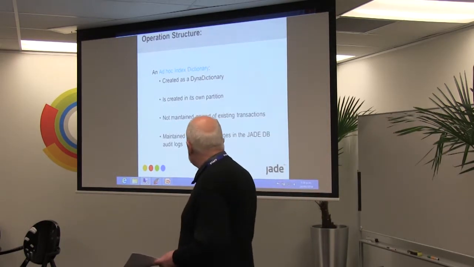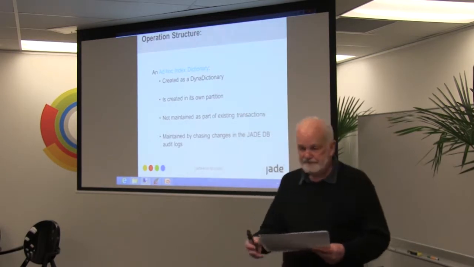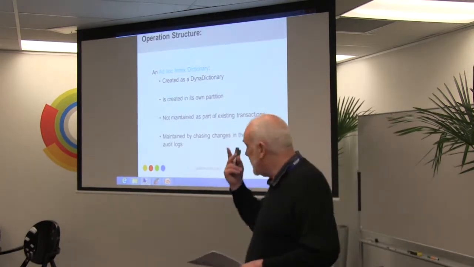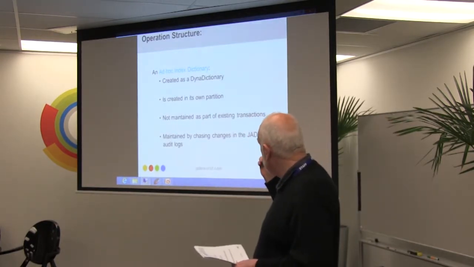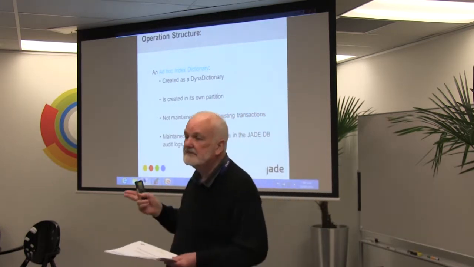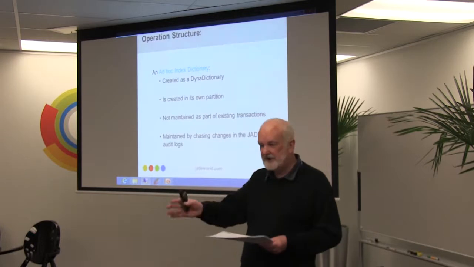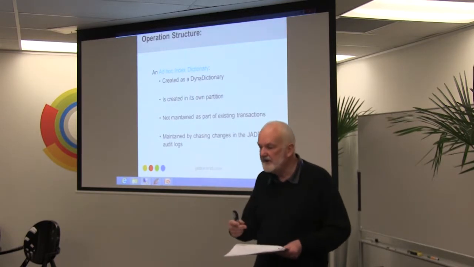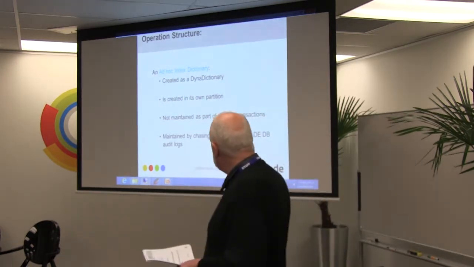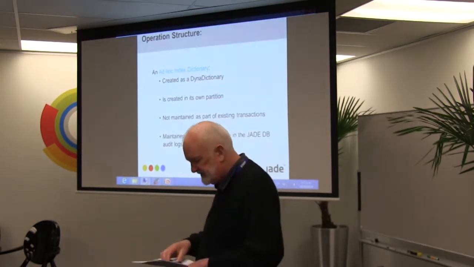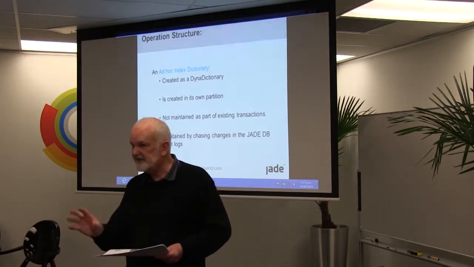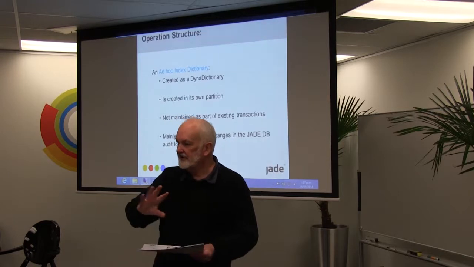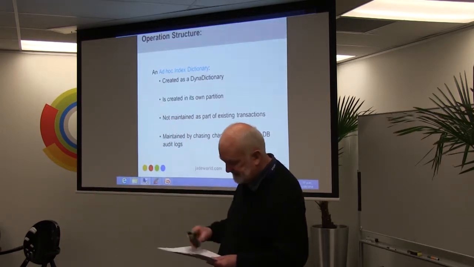The ad hoc index itself is created as a Dyna dictionary, and it's created in its own partition, and as Jerry will talk about later, that allows us to build it as unaudited, so we don't have to carry the overhead of auditing all that information of building that index. And once the build process is finished, we turn the auditing back on, and we also don't maintain it as part of the existing transactions. Again, we're trying to minimize the impact that this will have upon your existing transactions, so we do it after the event, so that your production system can carry on as is.